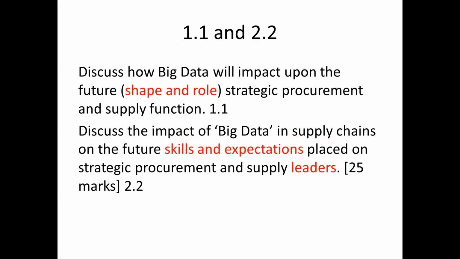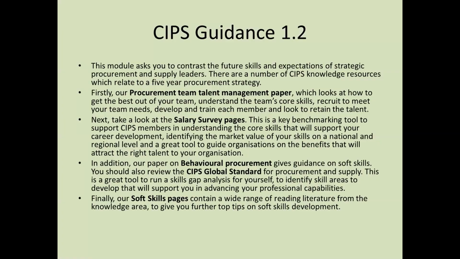So moving on, unless anyone's got questions, we said 1.1 and 2.2 are very similar, and that's about how the profession's going to change. And last time, the green slides, we did these last time, so I'm not going to spend any time particularly on these. SIPs say look at talent management papers, such as Hayes, look at behavioural procurement guidance, and look at soft skills. Make sure you're familiar with that.